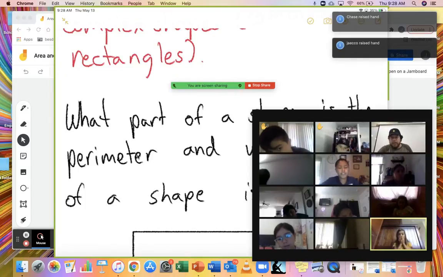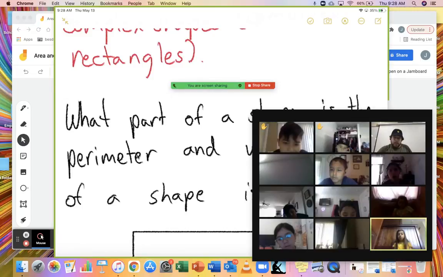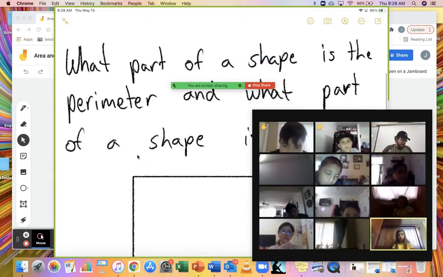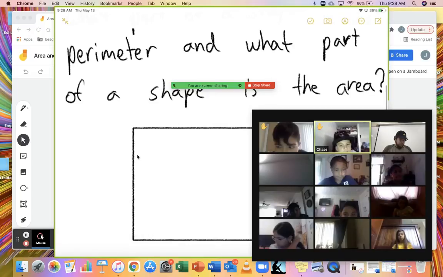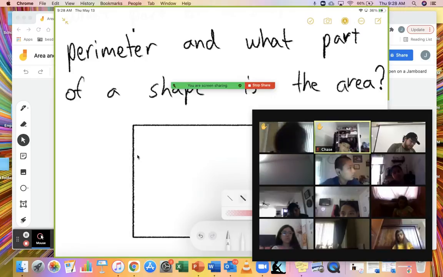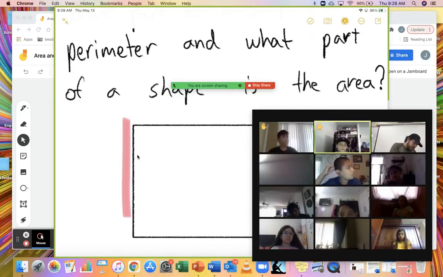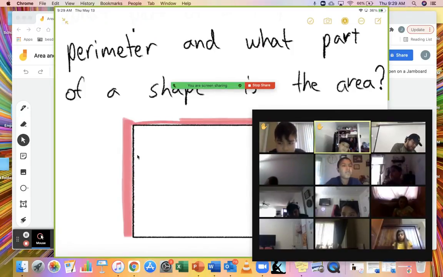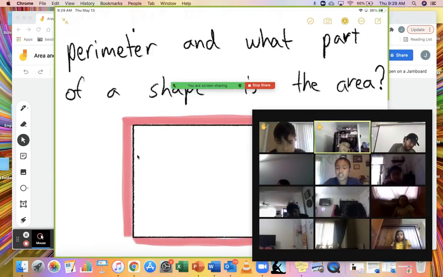So we have Chase and Jaco who volunteered. We'll have Chase, since your hand went up first, answer the first part of our question. Chase, which part of a shape is the perimeter? The perimeter is the outside. Thank you. The perimeter is the outside of the shape. This part right here. Or you could call it the outline. Either way, that is perimeter. How big is the shape around?